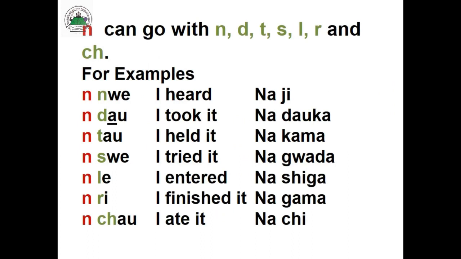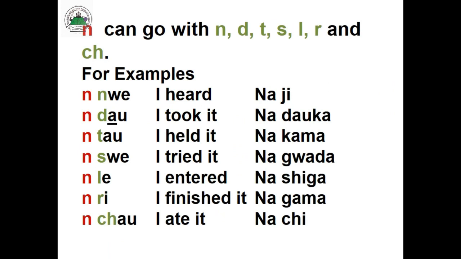So the next nasal consonant is this consonant, and this nasal consonant can go with these following ones. It can go with itself or d, or t, or s, or l, or r, or ch. So like we said, whenever this nasal consonant appears in a sentence and it is standing as a word, the next word that comes after it will be a word that will start with any of these ones. So these are the only ones that it can go with in a word or in a sentence.